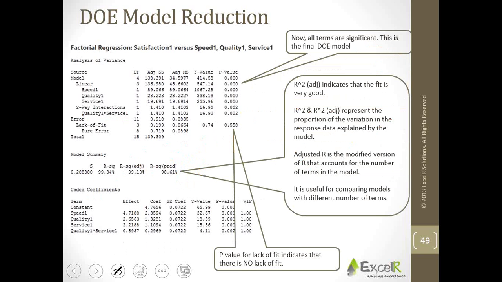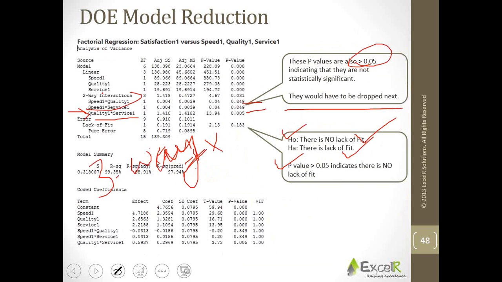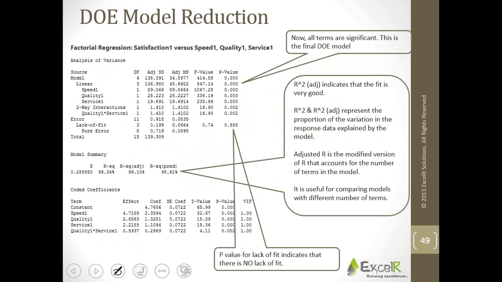Next time what did I do? I have removed these two, because for these two, the p-value is greater than 0.05. I have removed those two and then again I have run the model. This time I do not see anything which is not significant appearing here. All these terms that are appearing here, the p-value for everything is less than 0.05.